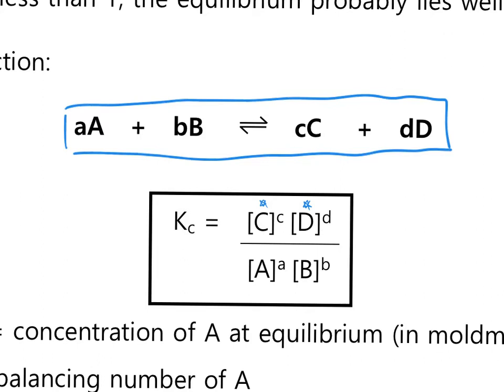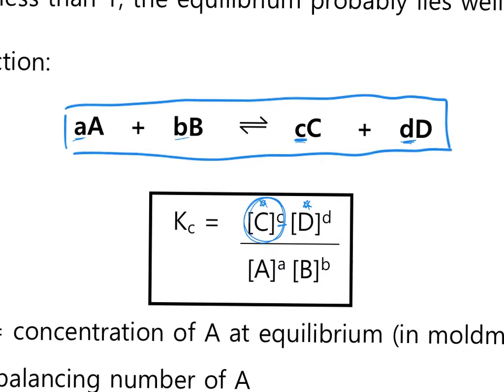The letters C and D in square brackets represent the concentration of C and D. So it's the concentration of C, let's just focus on this one now. The concentration of C raised to the power of c. That c is supposed to be a small c, and it's raised to the power of its balancing number essentially. These small letters, a, b, c and d are the balancing numbers of the reactants and the products.